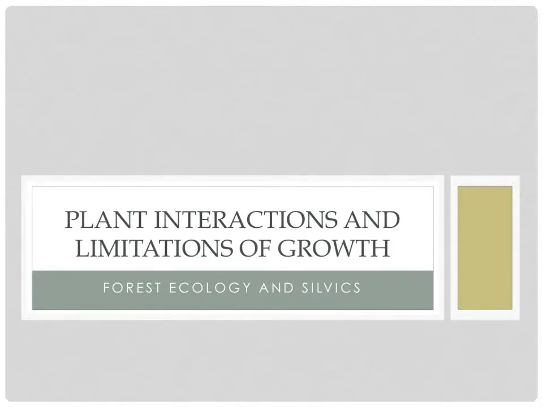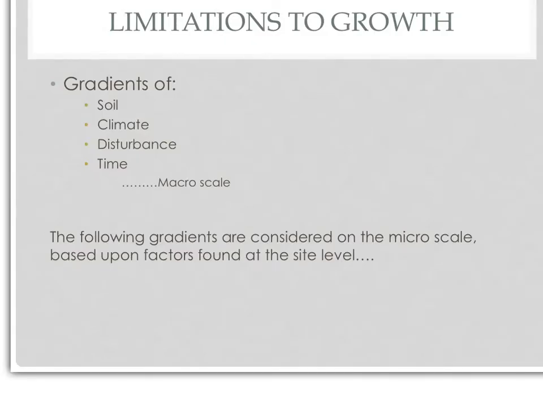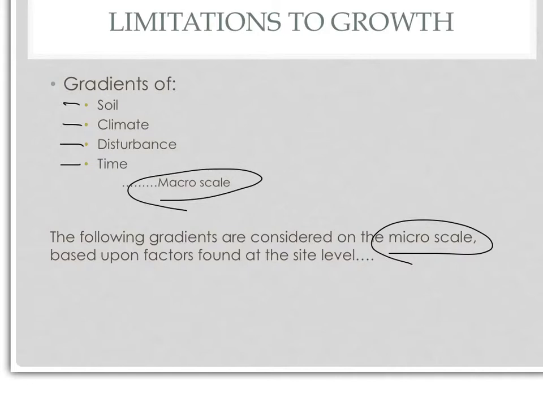Continuing our talk with plant interactions and limitations. Previously we looked at gradients within site limitations, and common themes that come up are soil, climate, disturbance, which is always a major factor in the way forests are shaped and changed, and of course time. These are all on the macro scale, on the large scale. Okay, but the following gradients are considered on the micro scale, based upon factors found at the site level.